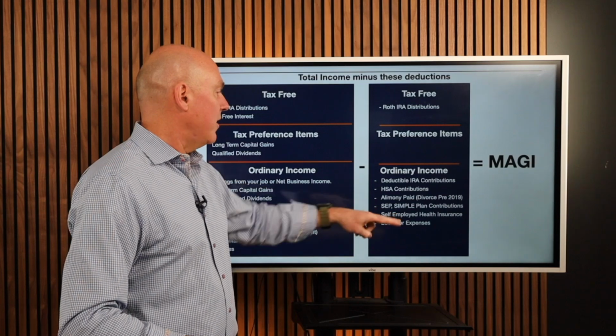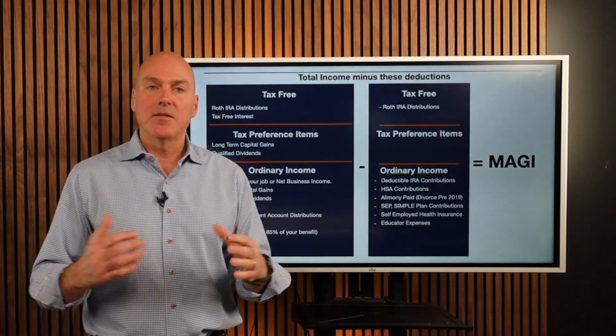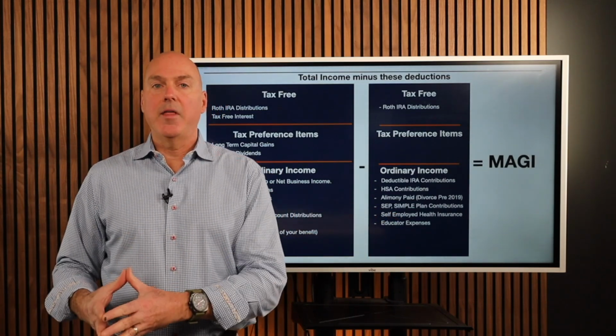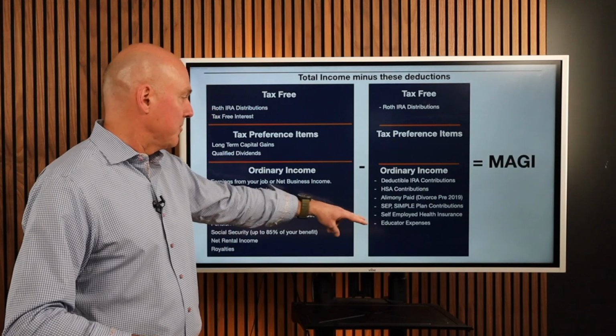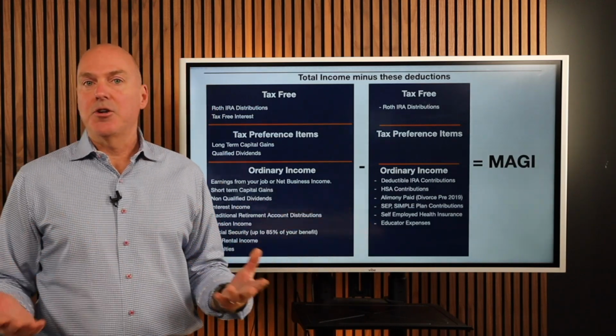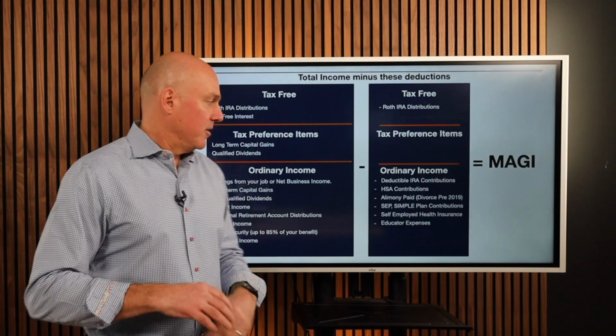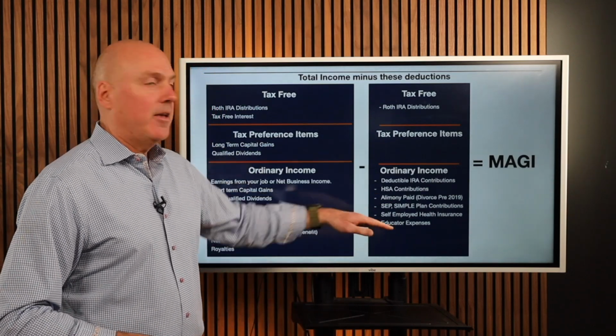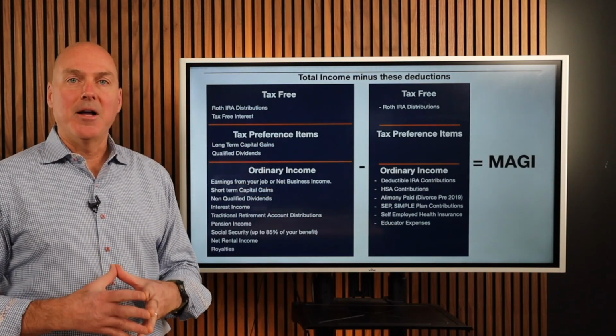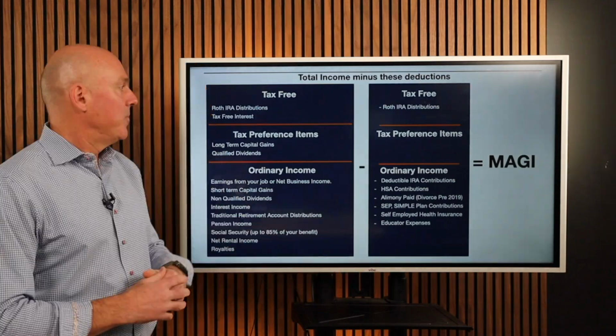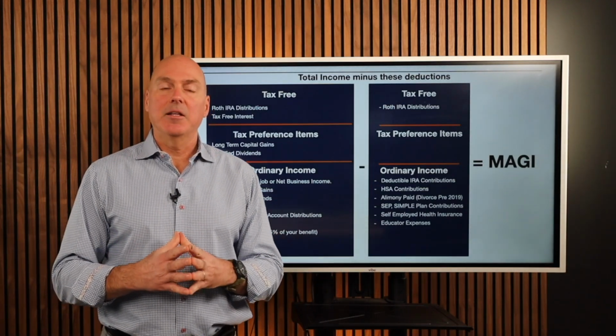If you're paying self-employed health insurance, so if you have a business and the premiums for that health care are being paid out of the business, that can get subtracted. And then if you're a teacher, an educator, if you have expenses for your classroom and things that you're spending money on, that gets to come off before the modified adjusted gross income calculation. So that's how modified adjusted gross income is calculated.